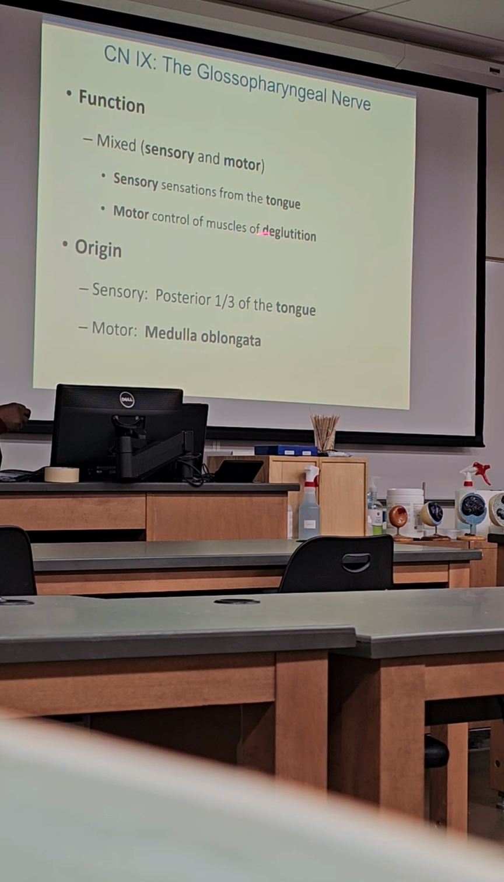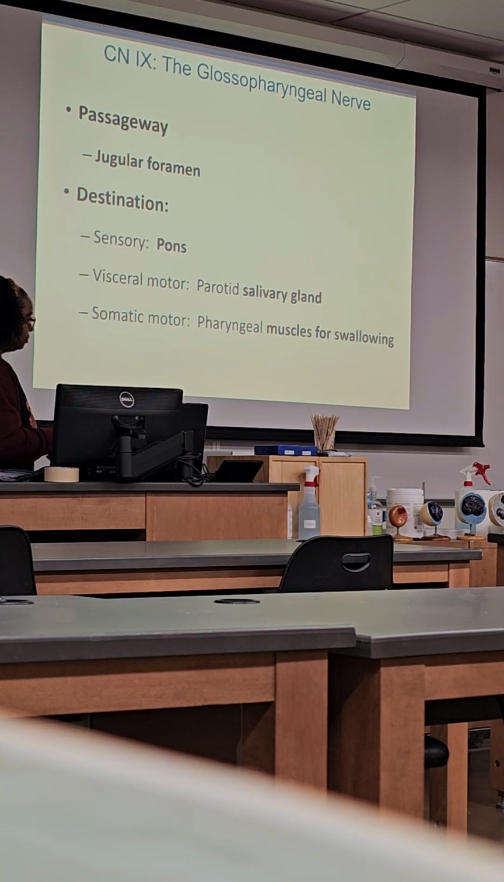Mastication is chewing, swallowing, deglutition. Originating, the sensory branches originating at the back part of the tongue, and motor commands are originating at the medulla oblongata. Passageways, jugular foramen. Sensory headed into the pons, those fibers are bringing in sensory information to cell bodies at the pons. Motor commands are sent out from cell bodies at the pons to the salivary glands and the smooth muscle that makes up our salivary glands.